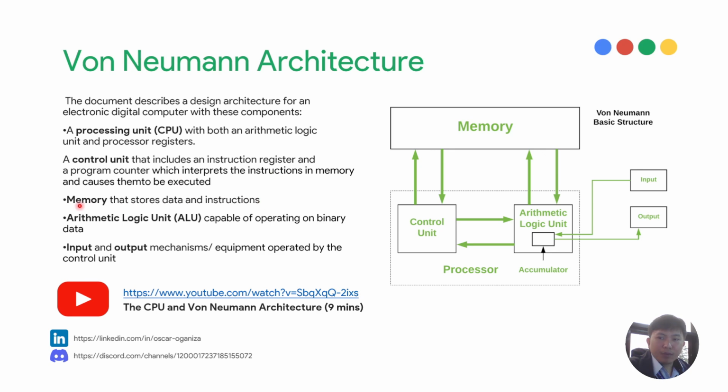We also have here the memory. Again, the memory where the data is being stored. Not only the data but the instruction as well. We also have here the arithmetic logic unit, the ALU, capable of operating on binary data, and the input-output mechanisms, or equipment operated by the control unit. So this is the idea of von Neumann computer architecture. We have the memory, we have the processor, and we have the I/O or the input-output mechanisms.